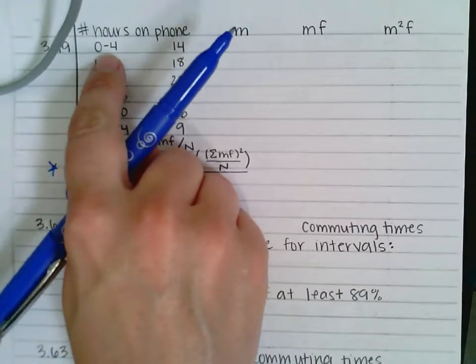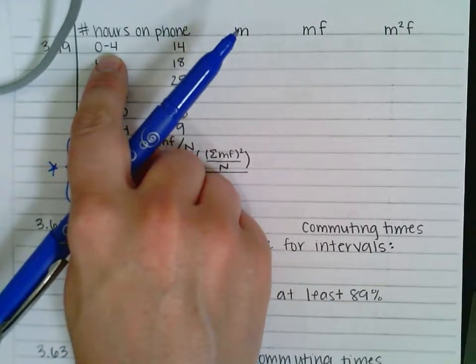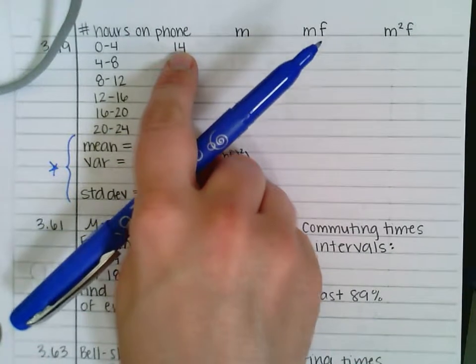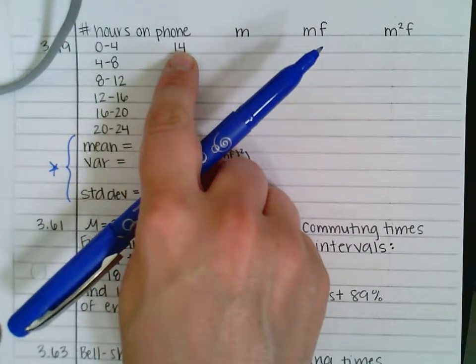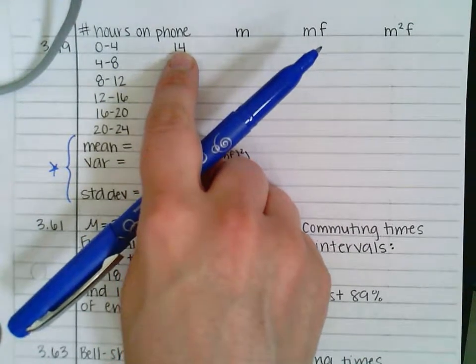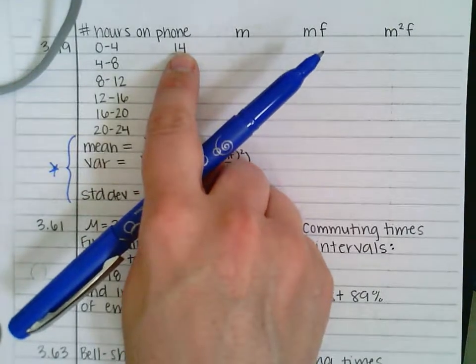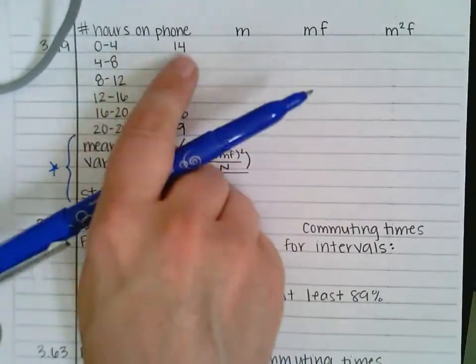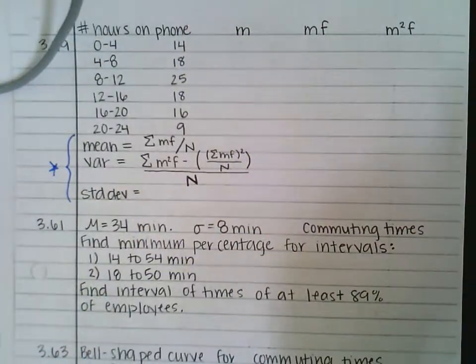So there's 14 in between 0 and 4 hours on the phone. But I don't know what they are. They could be 13 zeros and 1 four. They might be no zeros, a couple ones, a couple twos, threes, fours. I don't know what they are. I just know that 14 of them are in that bin, if that makes sense.